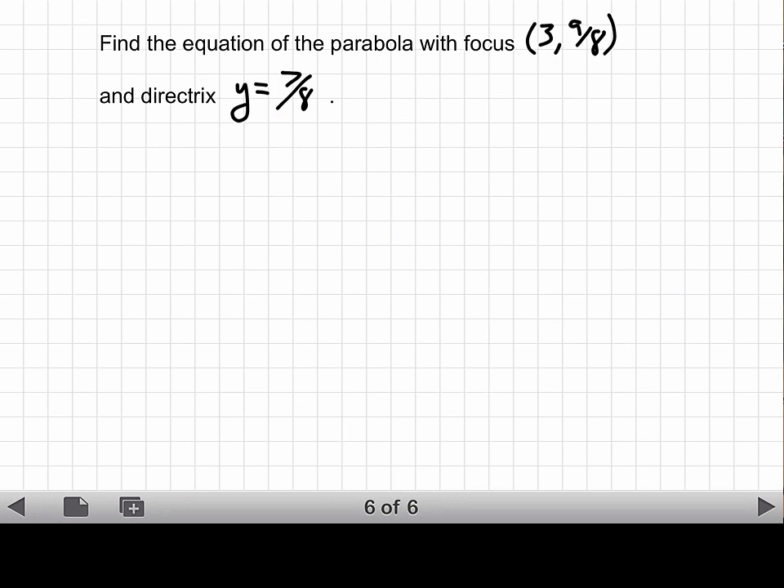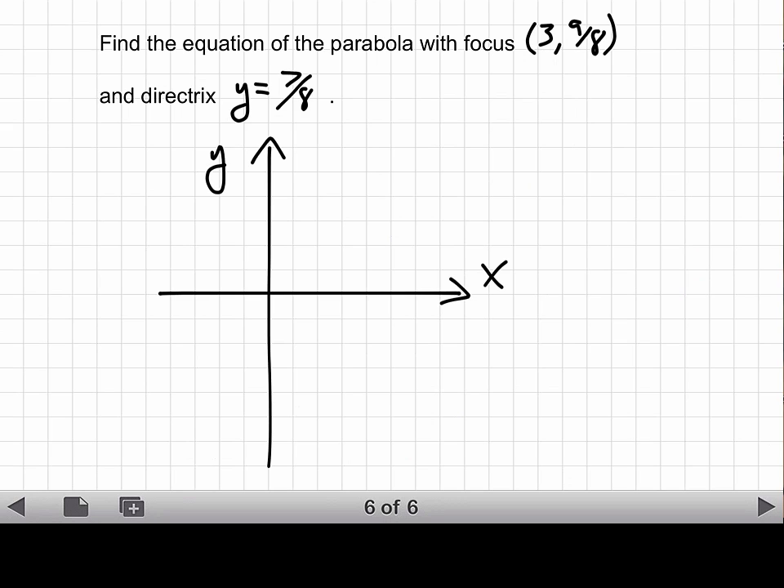One more example, and then we'll wrap up with a summary of all the equations we're looking at here for parabolas. The example is to find the equation of a parabola with a focus of (3, 9/8) and a directrix of y equals 7/8. I want to draw a quick and dirty sketch so I can see what I'm looking at. Let me label some axes here. 3 there, 1 there. Y equals 7/8 is just lower than 1. And if the directrix is horizontally oriented, then I know the parabola will open up or down.